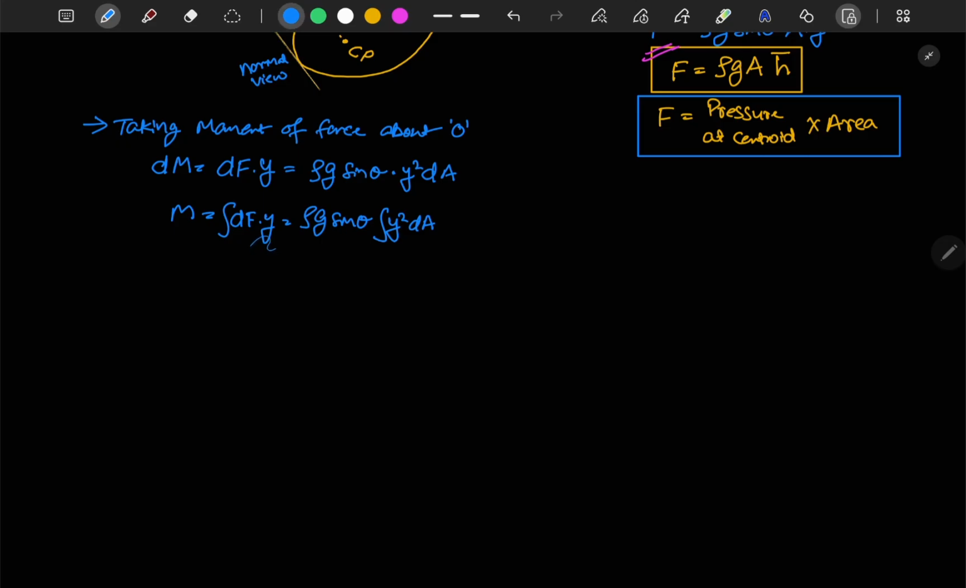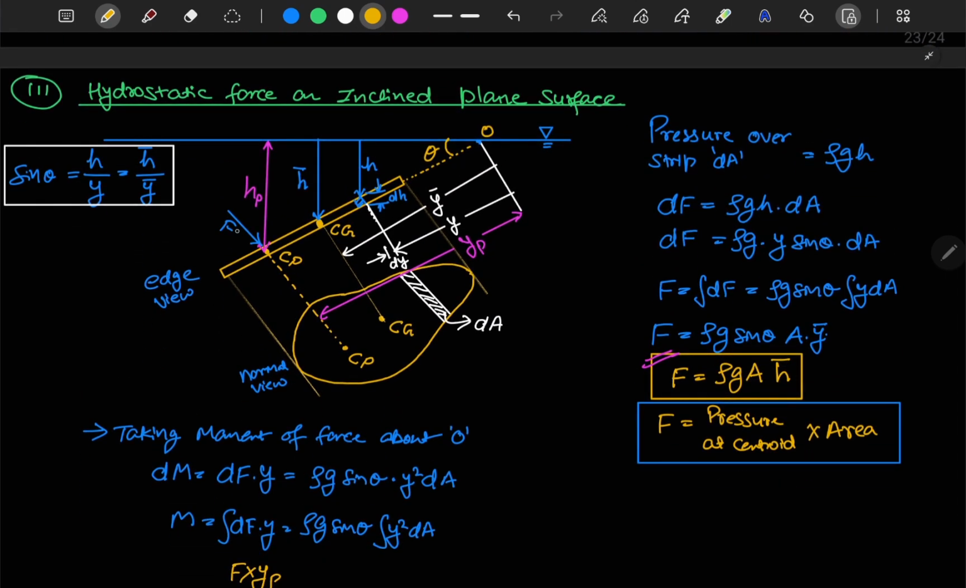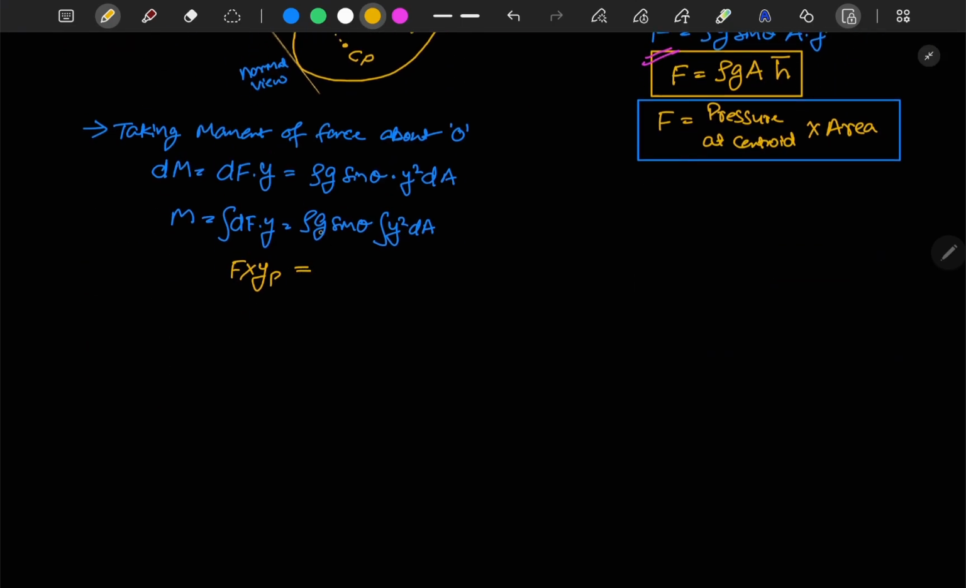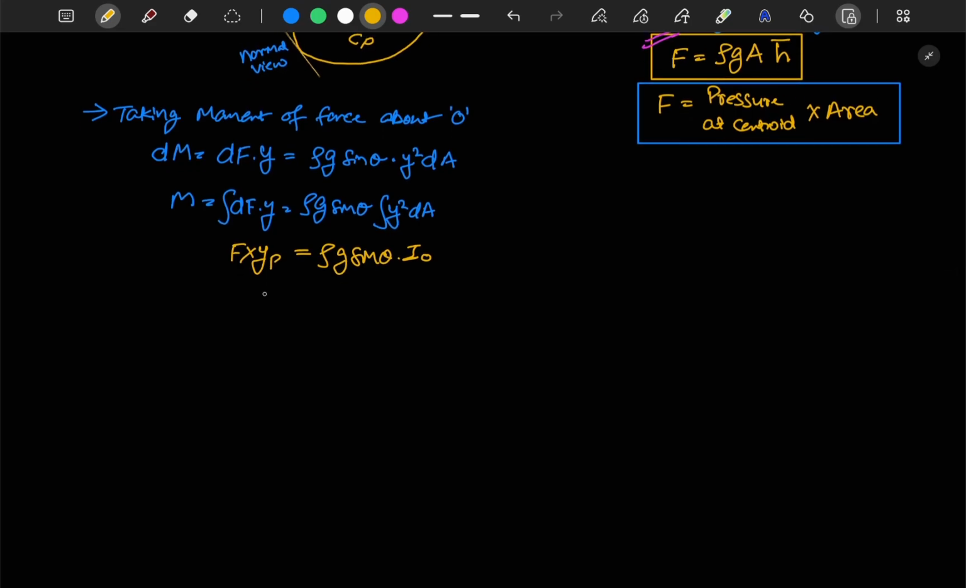From here I can write that the integral of dF into y is equal to F into yp. This is a moment: F is the hydrostatic force at a distance of yp. Now this will be equal to rho g sine theta times the integral of y square dA. I can write it as I naught, the moment of inertia about the free surface. So from here I can write yp is equal to rho g sine theta I naught, divided by F, where F is equal to rho g A h bar.